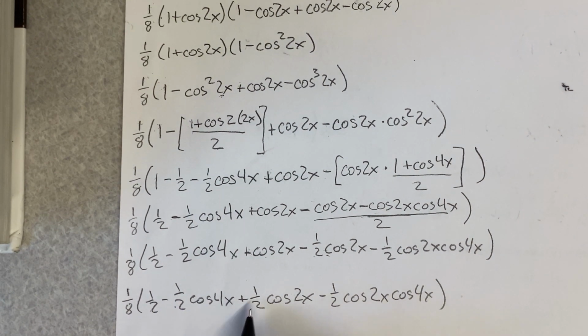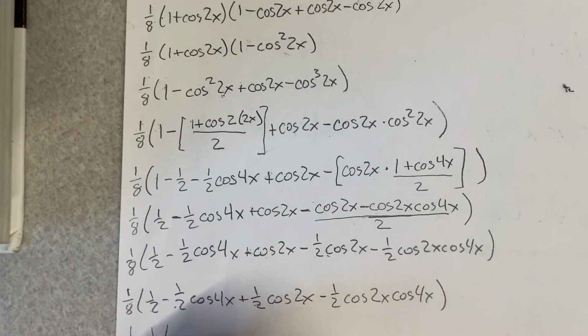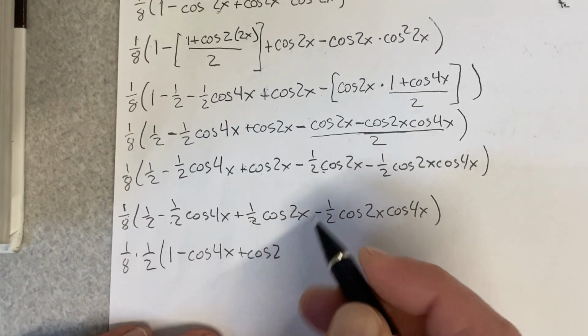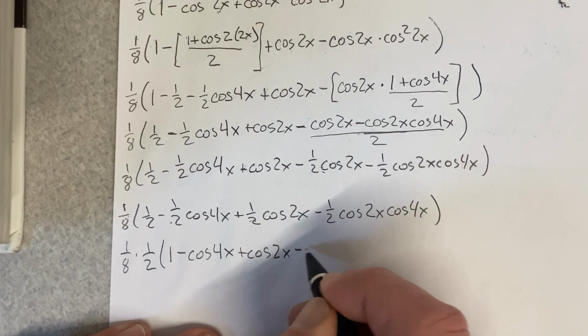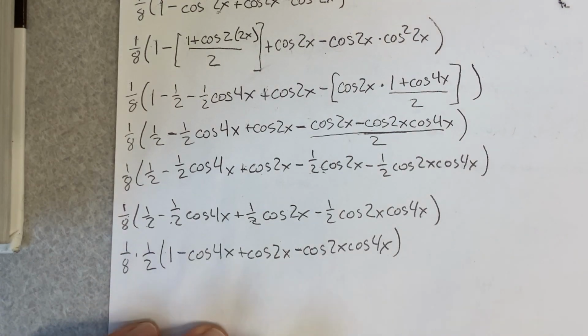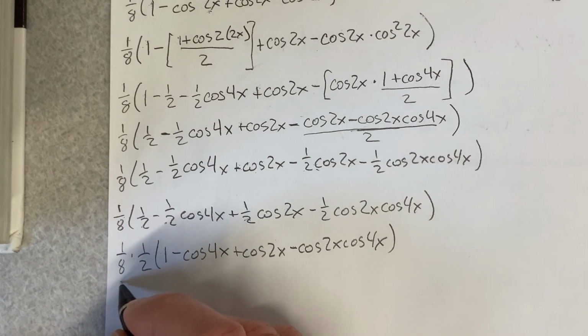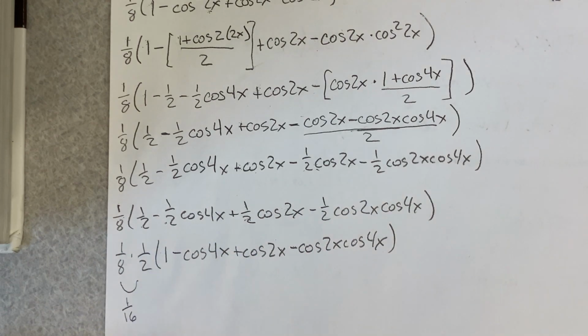And now what we have is we can factor out a 1/2 out of everything, so that'd be 1/8 times the 1/2. And now we have 1 minus cosine of 4x plus cosine of 2x minus cosine of 2x cosine of 4x, right? So, kind of obnoxious, and then you can make this into a 1/16. So, a little bit obnoxious, but not necessarily difficult.